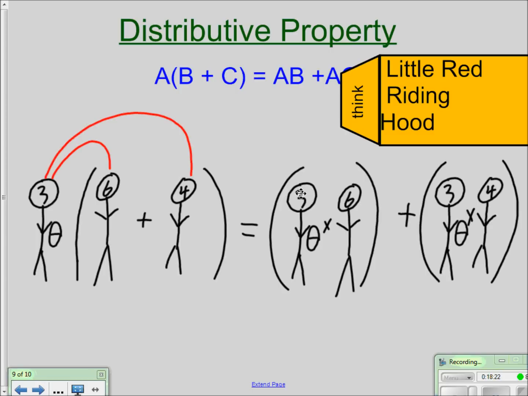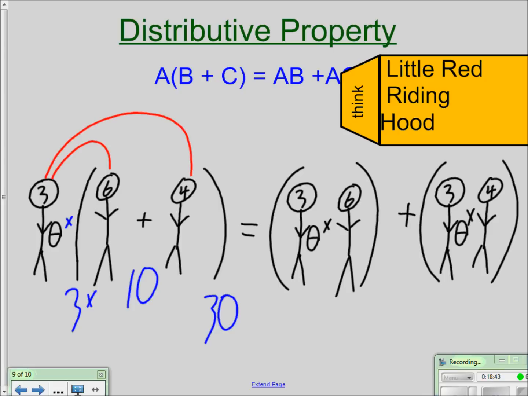Now let's check this to make sure it all works here mathematically. 6 plus 4 is 10. I said this means multiplication because there's no sign, no space. 3 times 10 is 30. So that side is equal to 30. Now let's check over here.